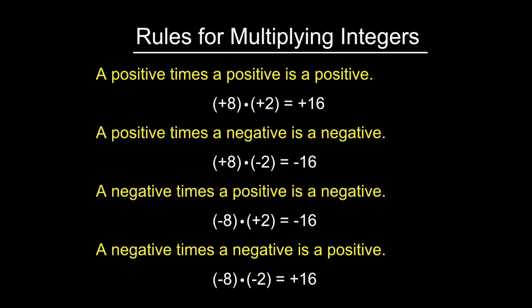A negative times a positive is a negative. Negative 8 times positive 2 equals negative 16. And then a negative times a negative is a positive. For example, negative 8 times negative 2 equals positive 16.